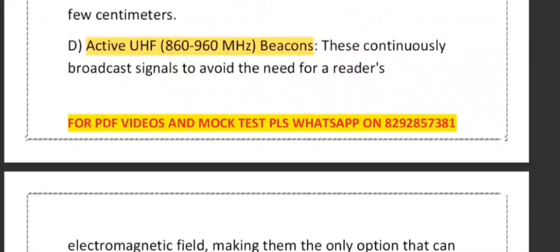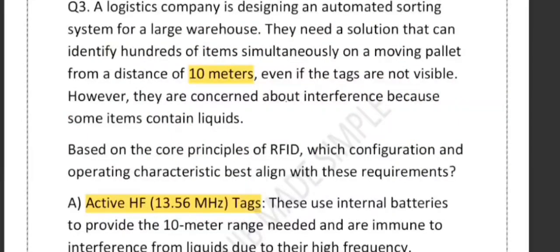In this particular case, what they have given is a 10 meter range. Please, I'm highlighting it: 10 meter range. Then bulk reading, they have mentioned that bulk reading is the main purpose. Let me write it down: 10 meter range, bulk reading, and also tags not visible. Now the concern is that liquid causes interference. If we talk about UHF, it is sensitive, but it can be mitigated with shielding and placement. Now let's check the options.